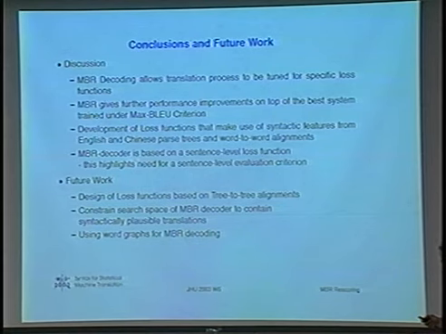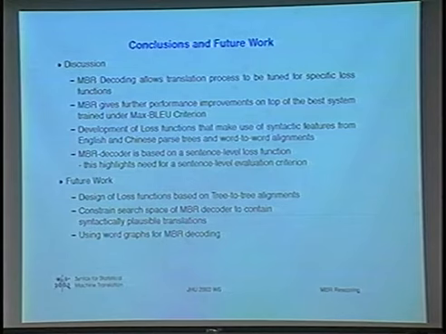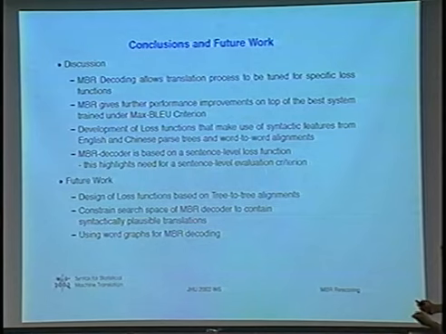The minimum Bayes risk decoder is based on a sentence-level loss function. In contrast, BLEU and other metrics are holistic in that they look at the whole test set. So the fact that we can optimize based on a sentence-level loss function clearly highlights the need for a sentence-level evaluation measure, which would be very interesting.